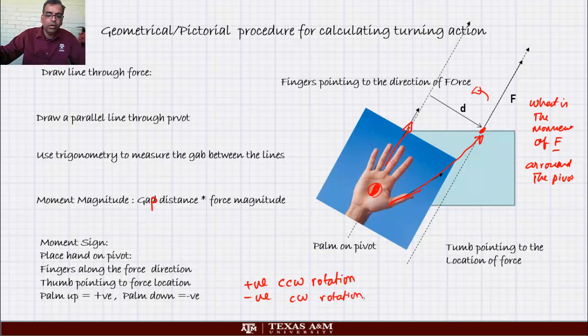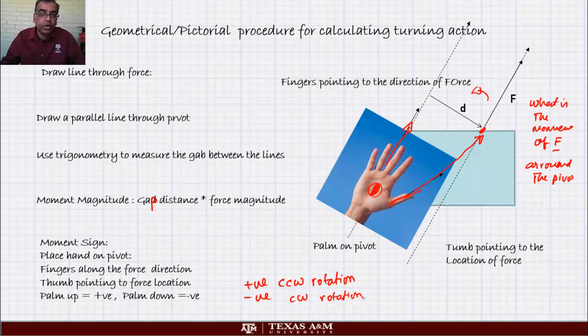So what do you do? Put your palm at the pivot, with your thumb pointing towards the location of the force and your fingers pointing towards the direction of the force. And then whichever way you have to put it will tell you whether it's going clockwise or counterclockwise. If the palm is facing your face, then it's counterclockwise. If the back of your hand is facing your face, then it's clockwise. Okay. So figure it out. This is how it works. Excellent. Now let's look at the next one.